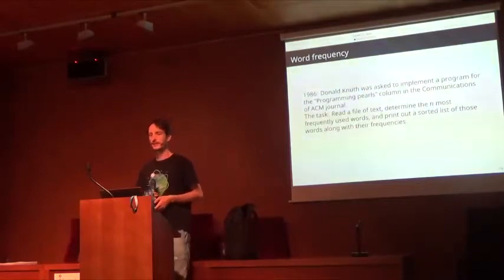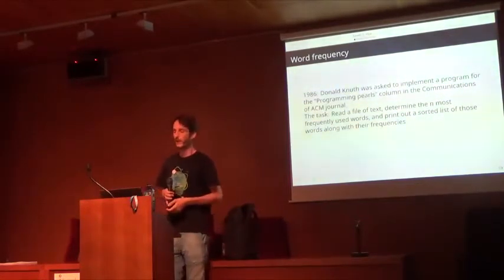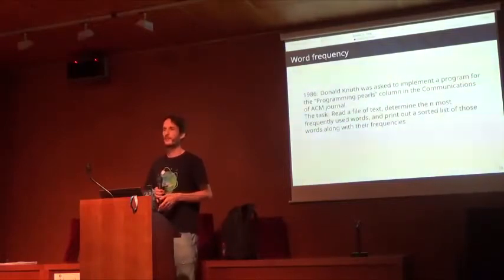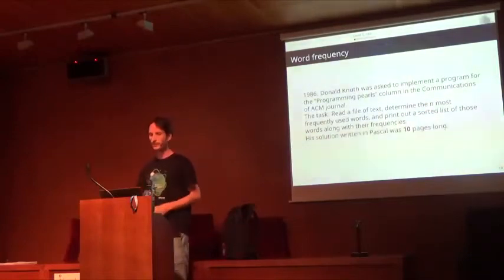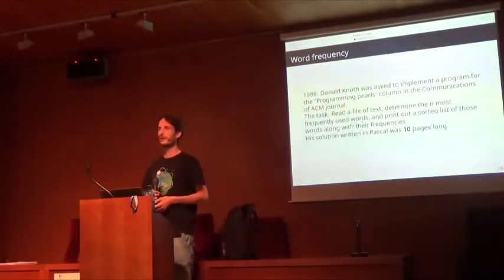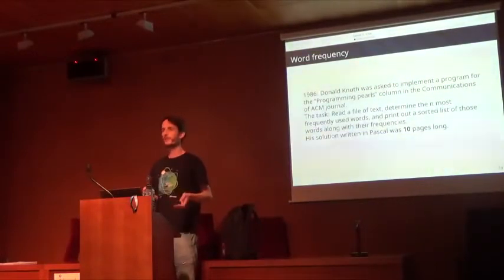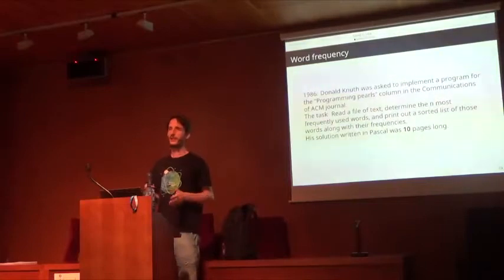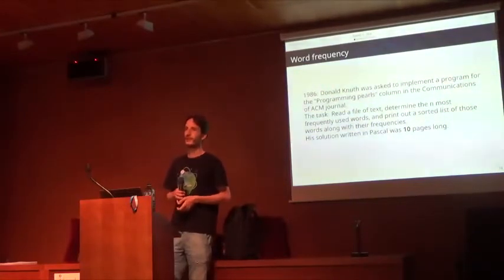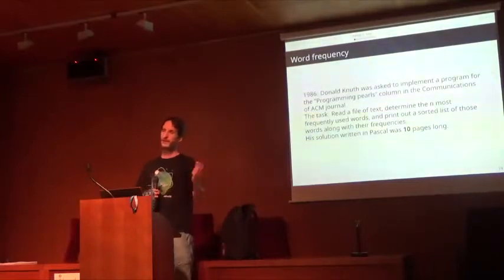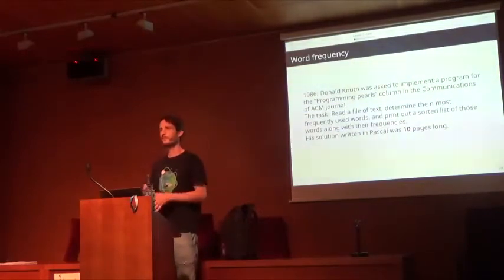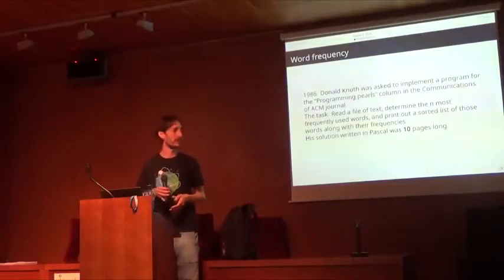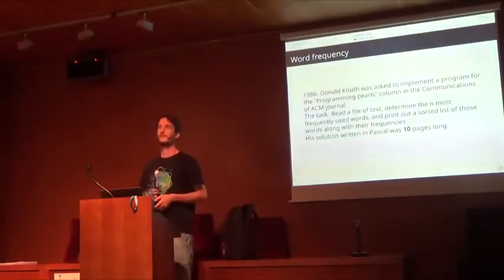So in '86, this is one of my favorite examples, Donald Knuth was asked to write a program that lists the frequencies of words and writes out the most frequent words in some text. And the guy wrote a Haskell solution, 10 pages long. It was extremely well documented, beautiful code with novel data structures that he created just for that reason. And after that, the ACM journal used to ask somebody from the audience, again, some really famous computer scientist, to give a critique of Donald Knuth's code.